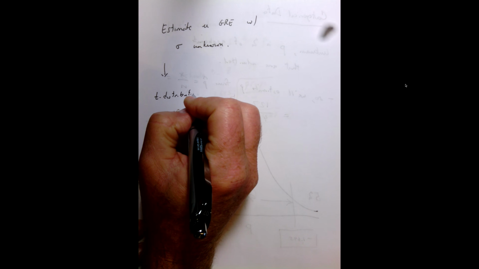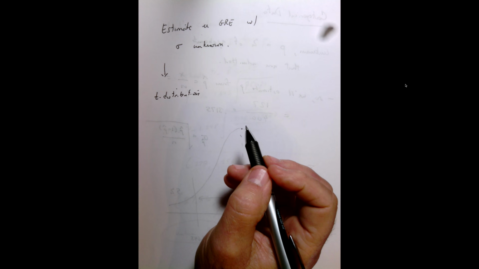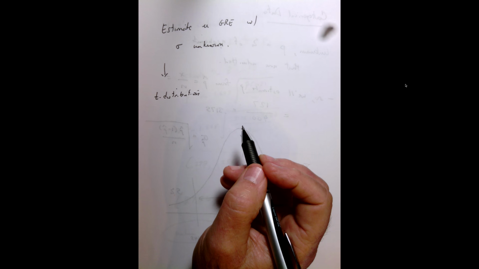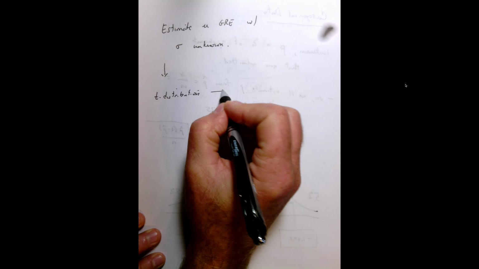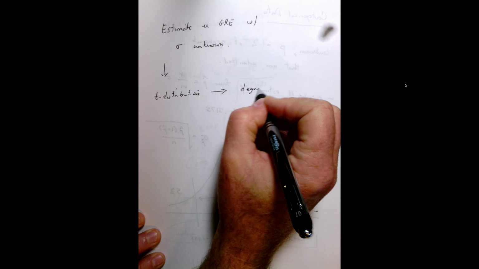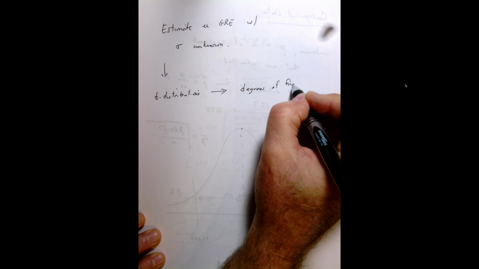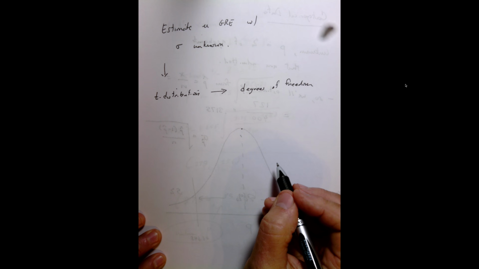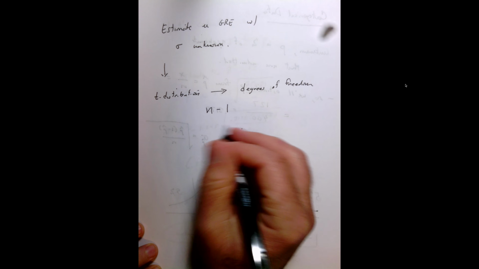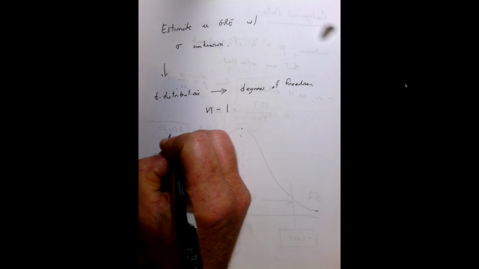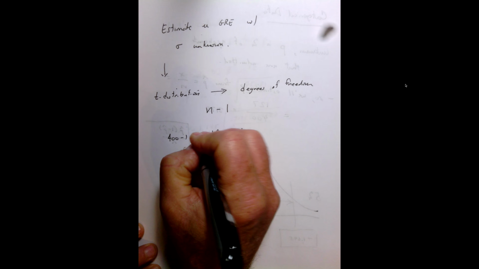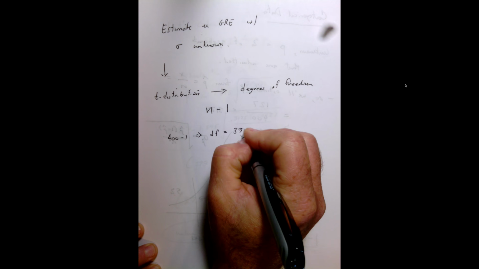And instead of the z-distribution, which is a function of its mean and standard deviation, the standardized distribution has mean 0, standard deviation 1. The t-distribution is a function of degrees of freedom. And it turns out that the degrees of freedom is very, very easy to find. It's just n minus 1. So in our case, n was 400. So obviously, our degrees of freedom would be 399.